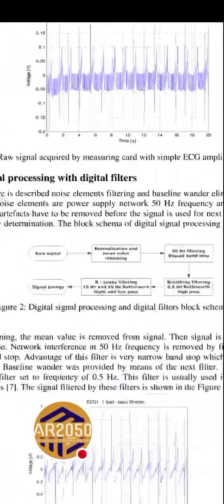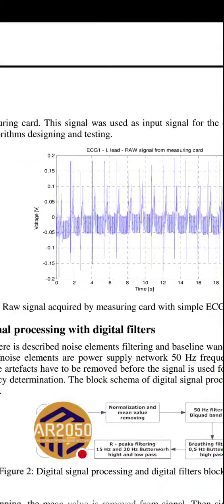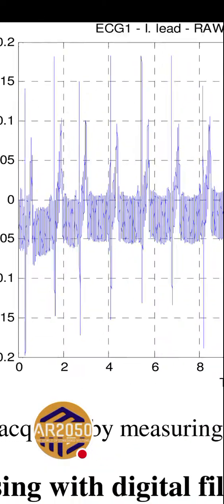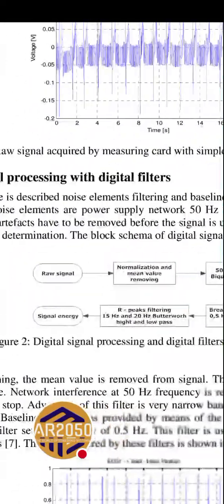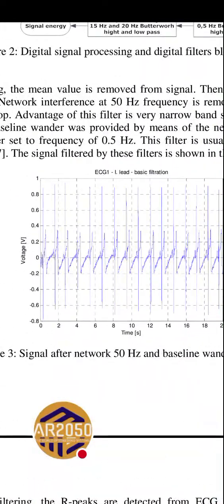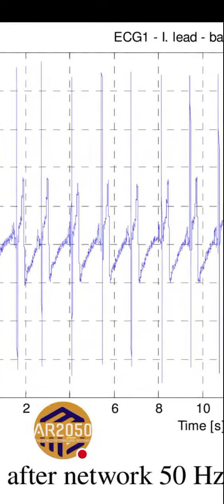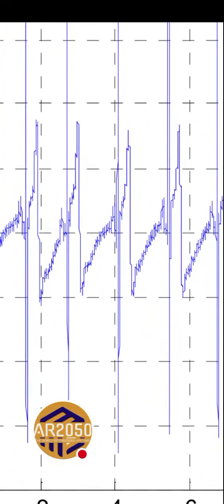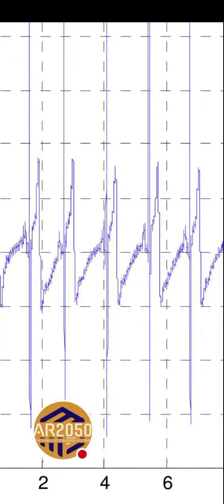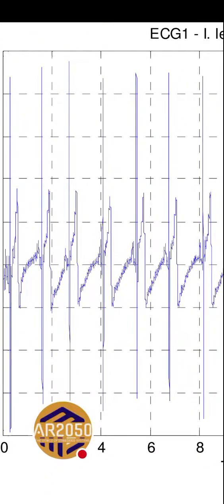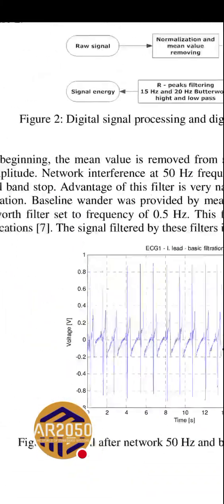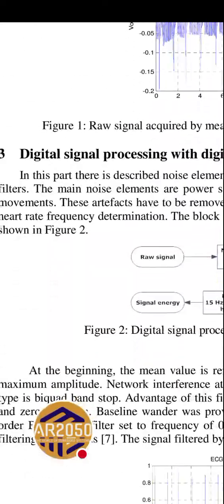frequency. They are showing a raw ECG signal, and as you can see, this is very noisy. So this is a basic filtration. As you can see, the signal is filtered, and you get clear peaks. The higher peak is the R peak, and then you have other peaks available as well for the QRS complex.